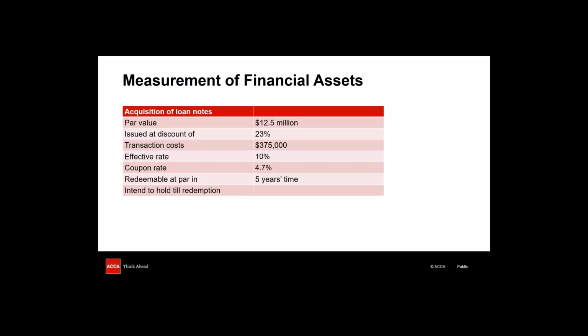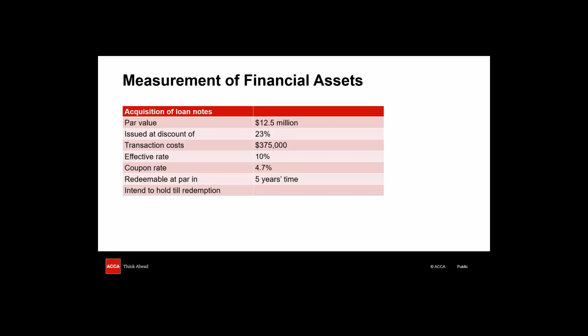Now, let's see an example with respect to financial assets. We have an acquisition of loan notes by the holder, and the par value, or the principal amount, of these loan notes is 12.5 million. This is the original value, what we call nominal value or face value. Basically, the legal value of these financial assets is 12.5 million. This has been issued at a discount of 23%.